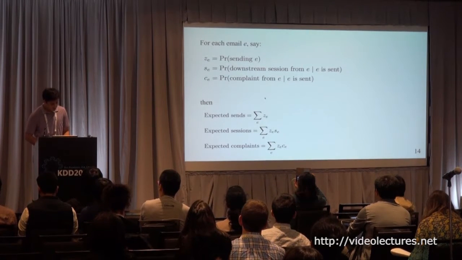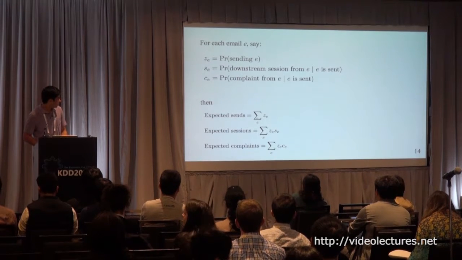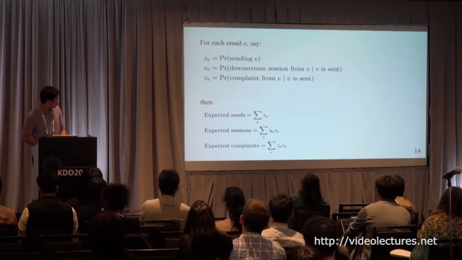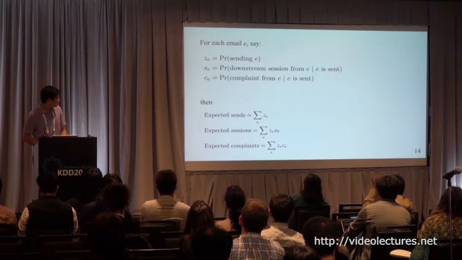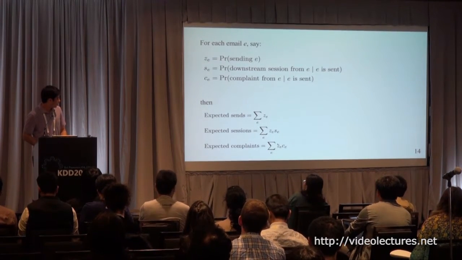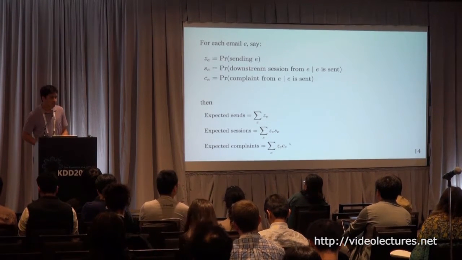Then it's pretty straightforward to see that the expected number of sends is going to be the summation over all these emails of the probability of sending each email E. The expected number of sessions is going to be the probability of sending each email E times the probability of a session from email E. And the expected number of complaints is going to be the probability of sending each email E times the probability of complaint from email E.